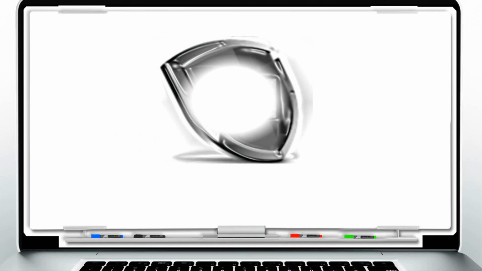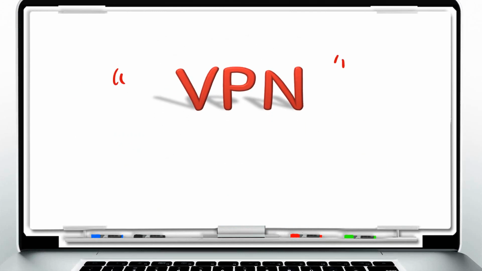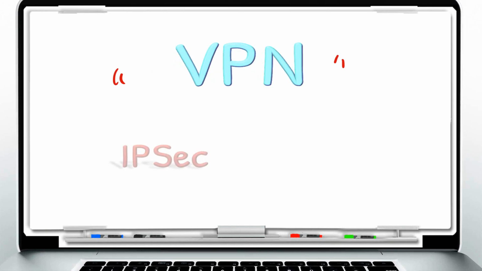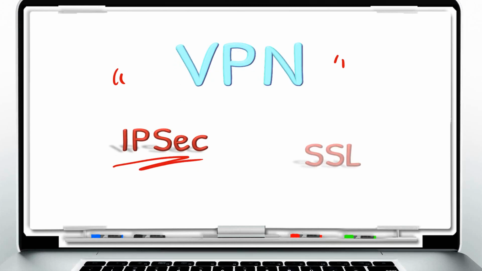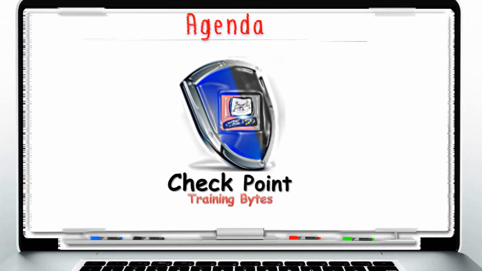In this training module, we'll be looking at Checkpoint VPNs. Checkpoint offers two kinds of VPNs. We offer the IPSEC VPN and also the SSL VPN. In this training module, we'll be discussing both of these VPN technologies. And we're going to break down these technologies and discuss the key advantages between them. And this will help us give a better understanding of how they work.